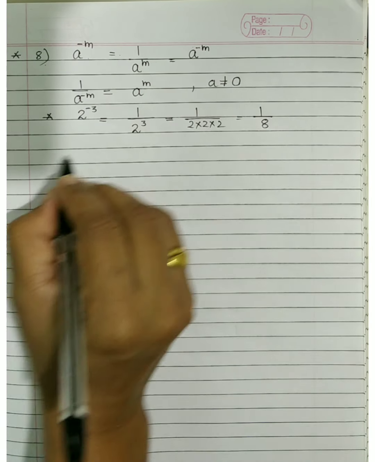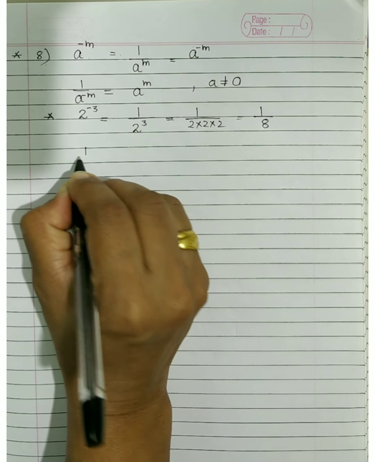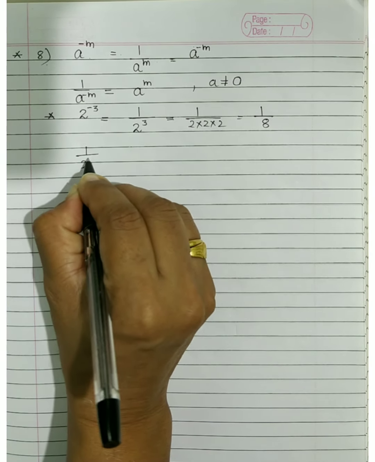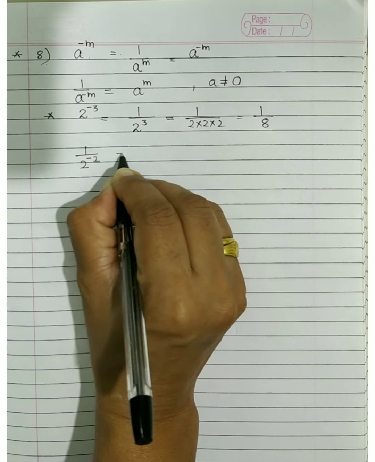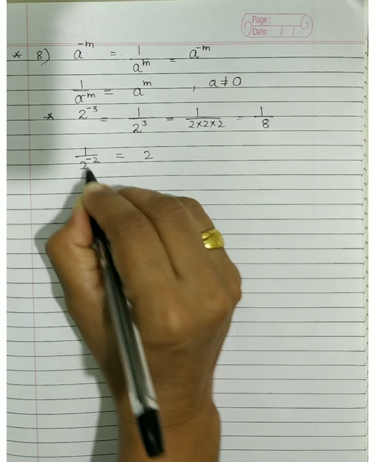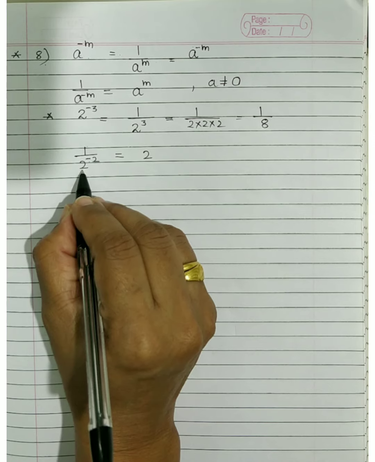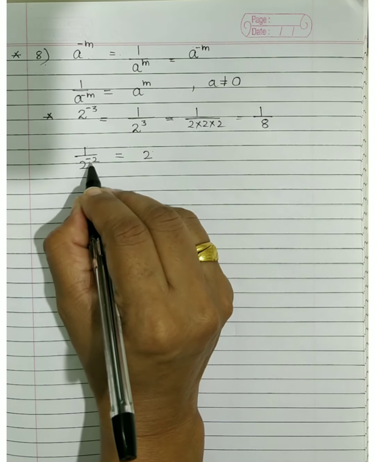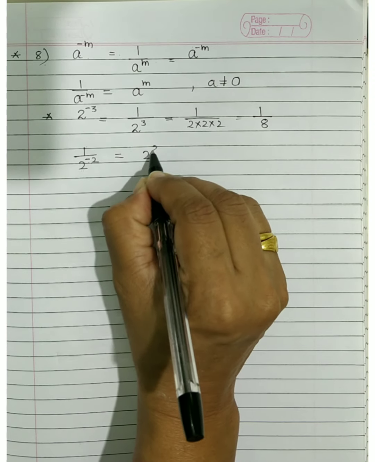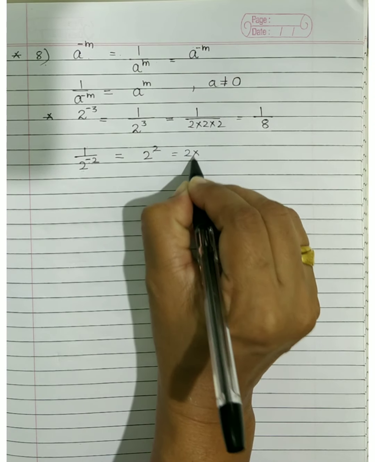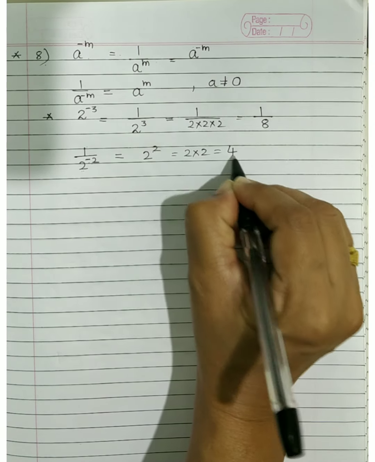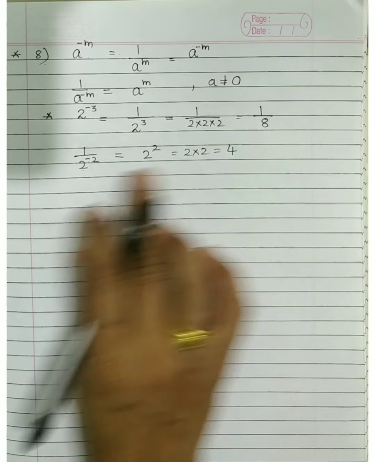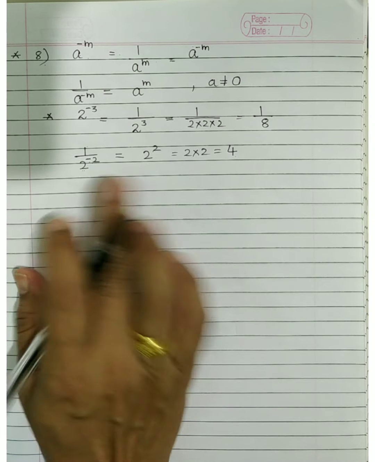Or you have 1 upon 2 raised to say minus 2, I will take here. So here also how will you write it? The denominator you have taken to the numerator, with negative 2 becoming positive 2. So it is simply 2 2s are 4. So you might be surprised that 4 can be written as 1 upon 2 raised to minus 2.